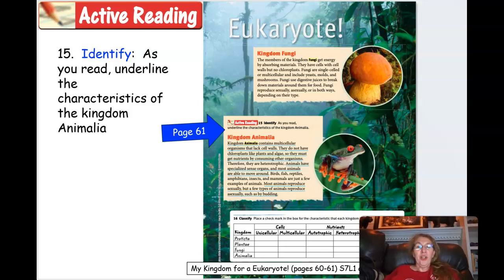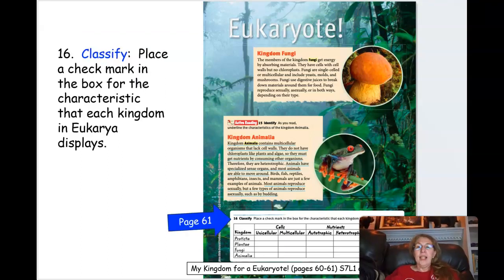Your active reading question here asks you to underline the characteristics of the kingdom Animalia, which should be easy for you since you are in that kingdom. The last question of this section asks you to place a check mark in the box for the characteristic that each kingdom in Eukarya displays. So anytime you see a test question about eukaryotes, if it says lacks a nucleus, it's going to be false, untrue.